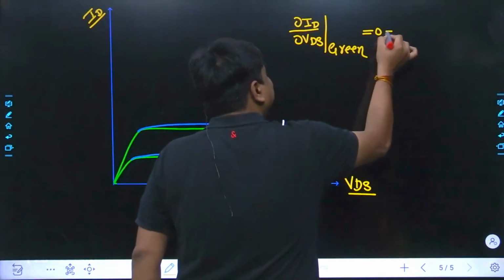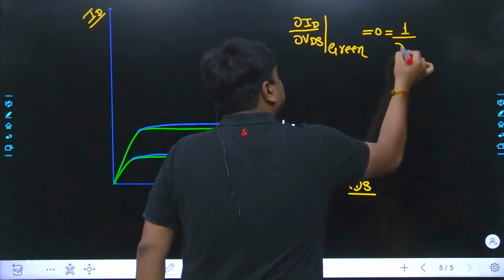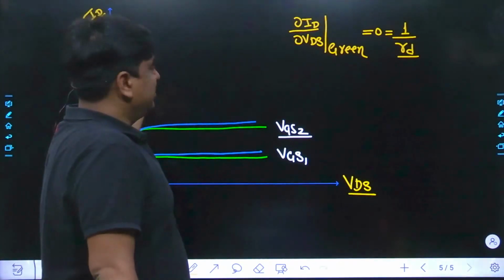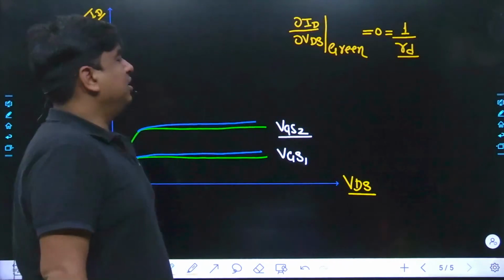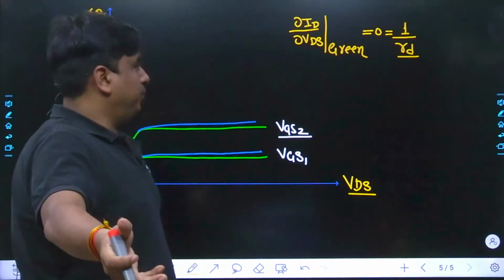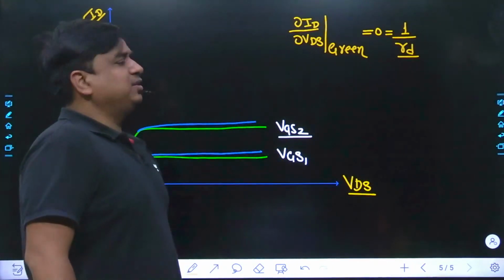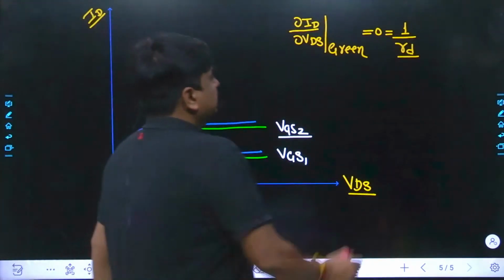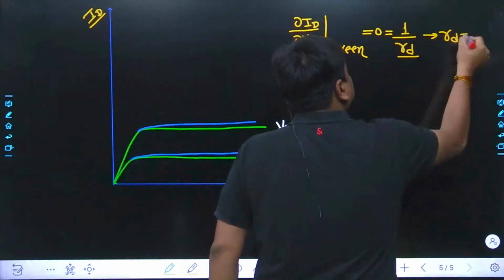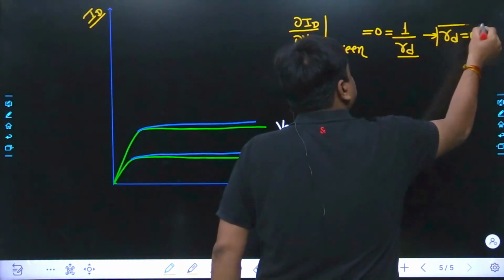And may I know what its slope is? The slope is nothing but the reciprocal of the output impedance. Why? Because Y we had been treating as the current, X as the voltage. So Y versus X, current versus voltage, will make it so. Obviously it is going to be the reciprocal of the output impedance. And as you can see, once we compare them together, RD is found to be infinity.